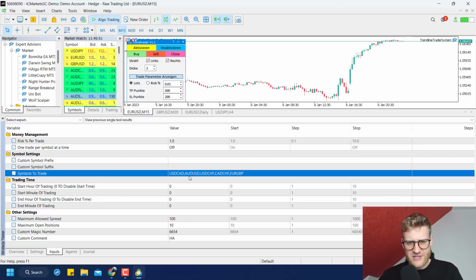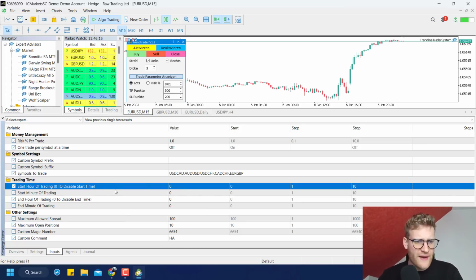But it's really interesting to me that he's not trading Euro US dollar or USD Japanese yen, which are like the most traded major pairs. And he's instead trading some minor pairs like Canadian dollar, Swiss franc, or Euro GBP. This is really interesting to me, but yeah, we will see how it works out.